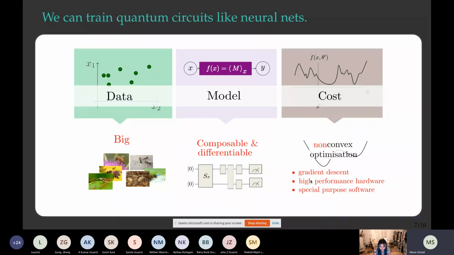But this means that we can actually just plug them into the entire pipeline of deep learning, because we can treat them like neural networks. We can do gradient descent on them. The hardware we're building is actually the quantum hardware here, but we can also make use of the special purpose software. So we can build libraries for quantum machine learning that plug into TensorFlow and PyTorch and just extend them by quantum computing.